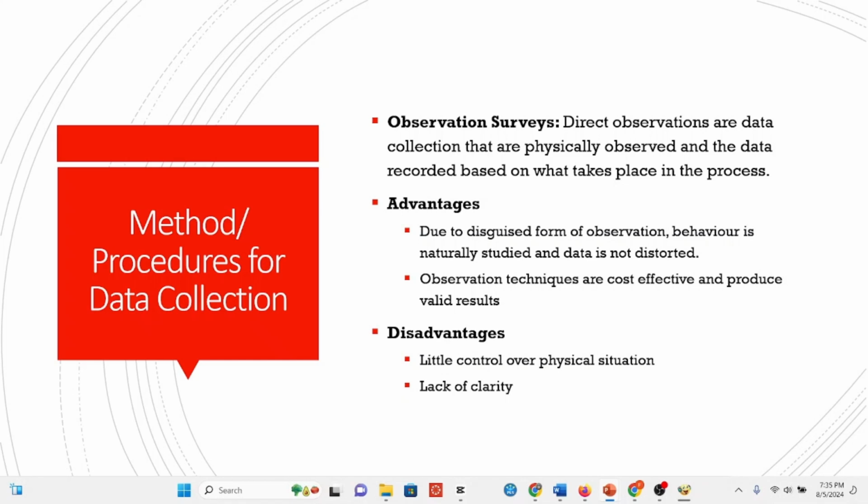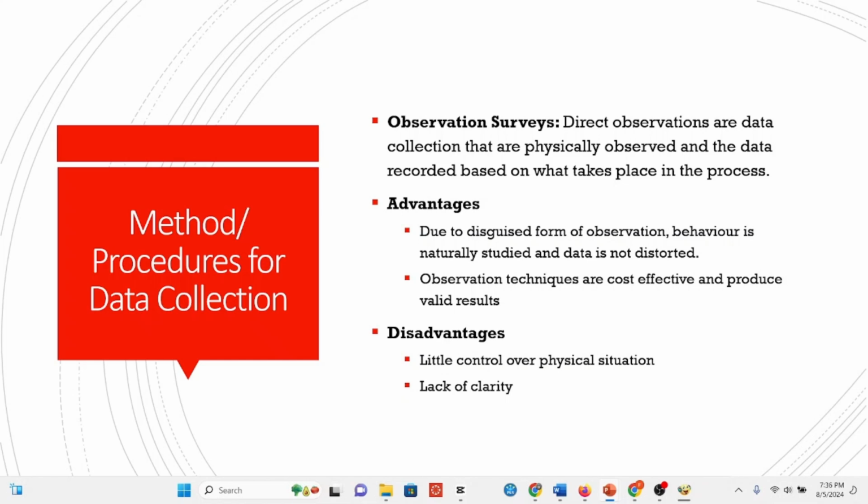Observation surveys are commonly used in fields such as anthropology, sociology, and market research to study consumer behavior, social interactions, and workplace dynamics. Now let's check out the advantages. 1. Naturally studied behavior. Since observation surveys can be conducted in a disguised or unobtrusive manner, the behavior of subjects is often more natural and genuine. This helps in collecting authentic data that reflects real-world actions and interactions.